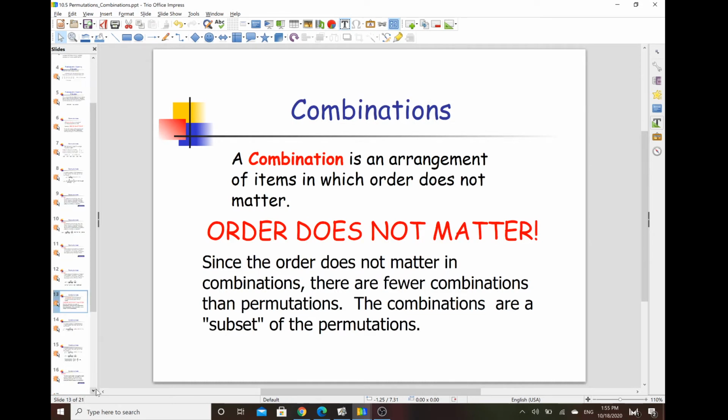Okay, so now the next one I'd like to talk about is combinations. A combination is an arrangement of items in which order does not matter. So compared to the permutation, in this one order does not matter. Since the order does not matter in a combination, there are fewer combinations than permutations, and the combinations are a subset of the permutations.